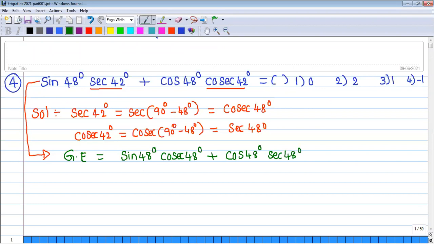From basic trigonometry, we know that cosec theta is equal to 1 upon sine theta. Am I correct? Yes, sir.